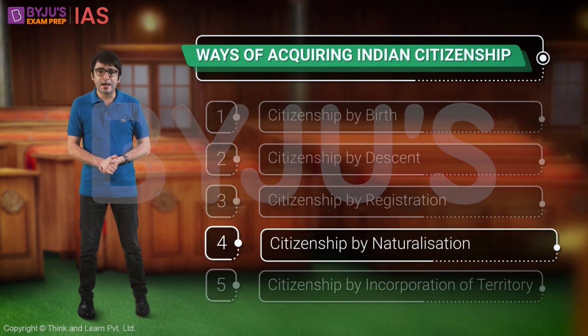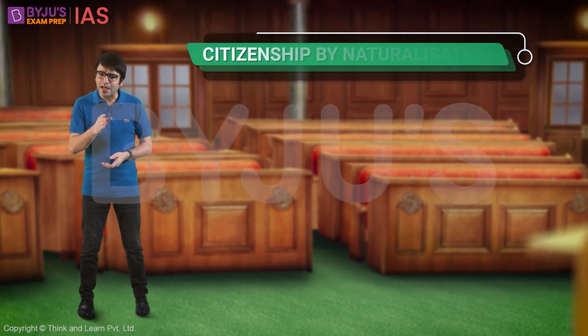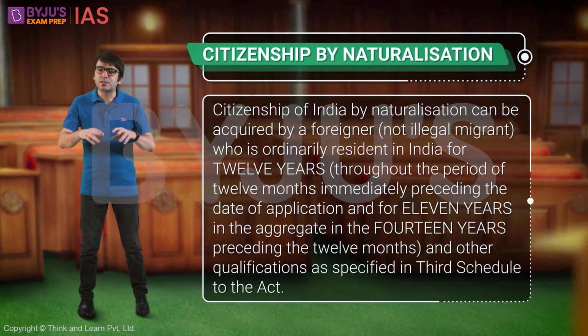Fourth way, by naturalization. Let's say, for example, I am not born in India. I am not born to an Indian parent outside India. I'm not even married to an Indian, but I still want to become an Indian citizen. I love this country and I want to become the citizen of this country. Do I have an alternative? Do I have a choice? Do I have a way out? Yes. And what is that?